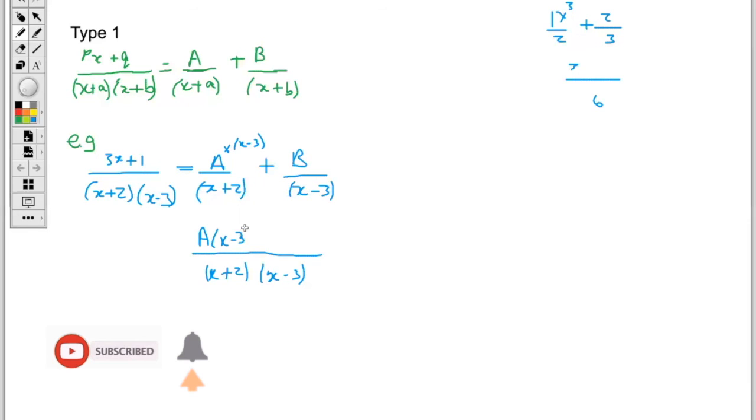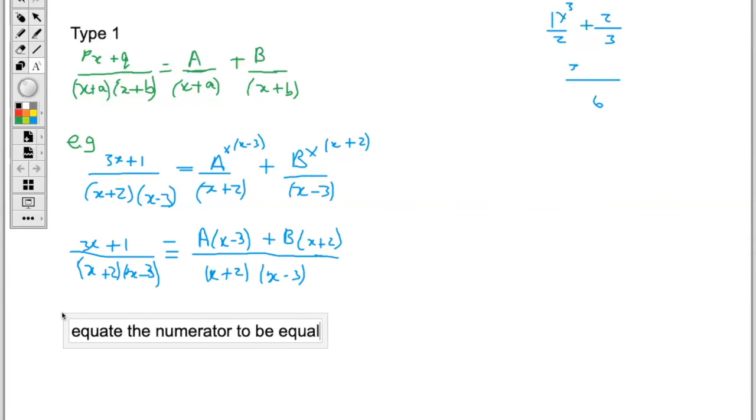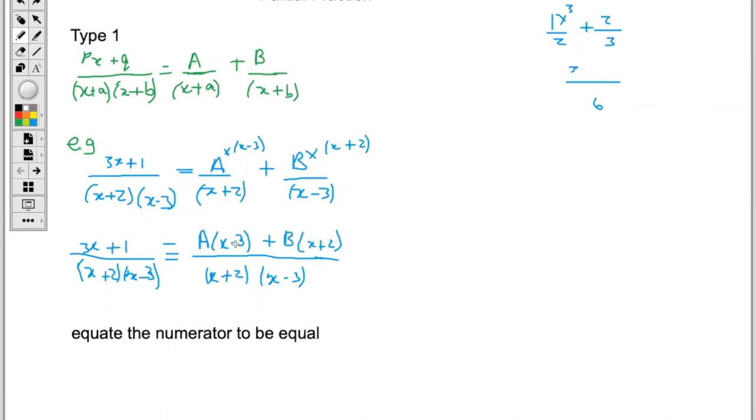Same thing we're going to do with the x minus 3. We're going to divide x minus 3 into the denominator. The x minus 3 cancels, so we're just left with x plus 2, and we multiply b by x plus 2, but we're not going to expand this. We're going to write it as is. Please note that this is the same thing as the fraction that we have, which is 3x plus 1 over x plus 2 times x minus 3.